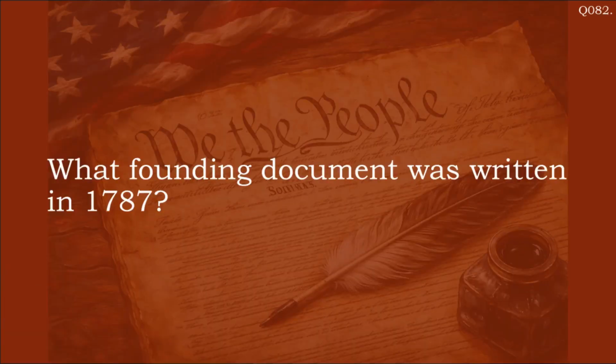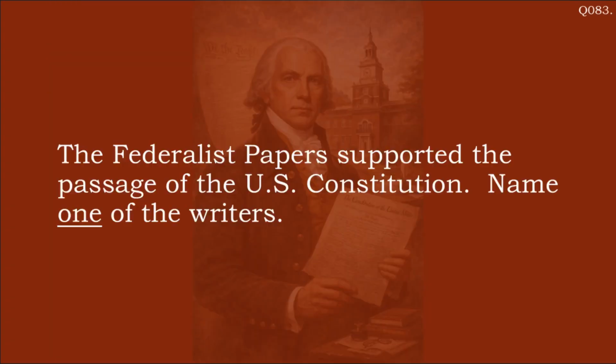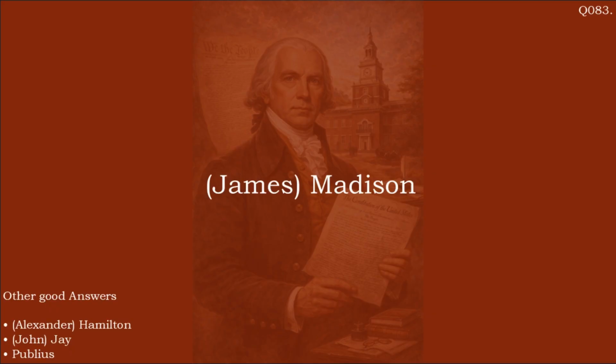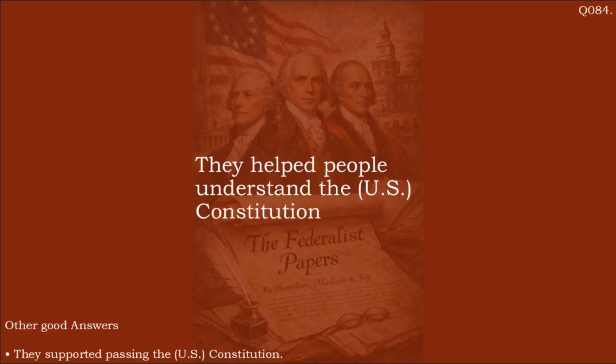What founding document was written in 1787? U.S. Constitution. The Federalist Papers supported the passage of the U.S. Constitution. Name one of the writers. James Madison. Why were the Federalist Papers important? They help people understand the Constitution.